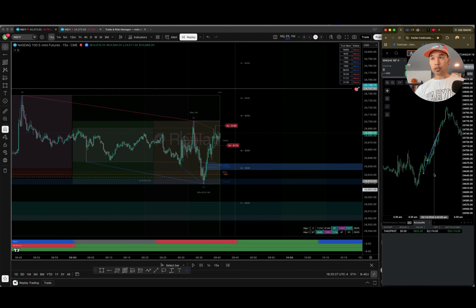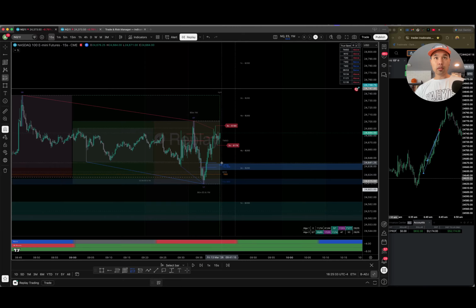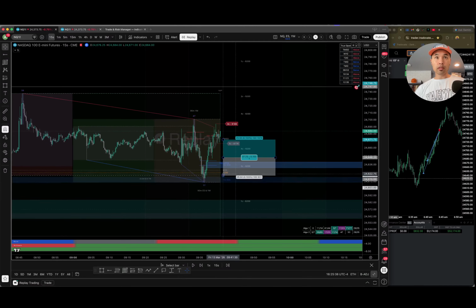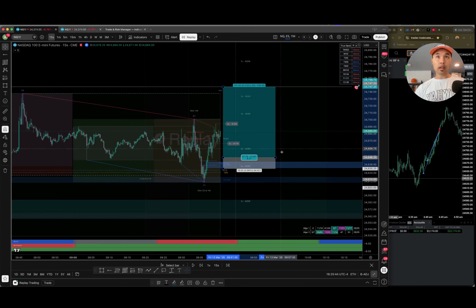So entries out here around 646. So roughly around 646, around there. Stock could be below this BISI, targeting that.